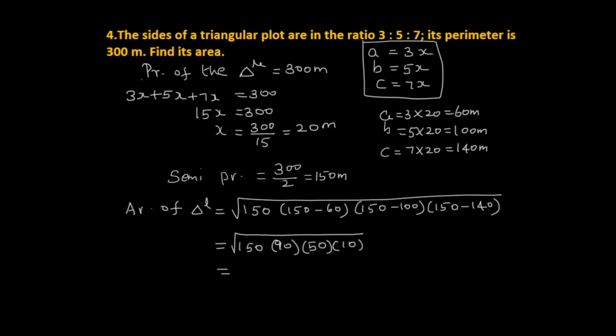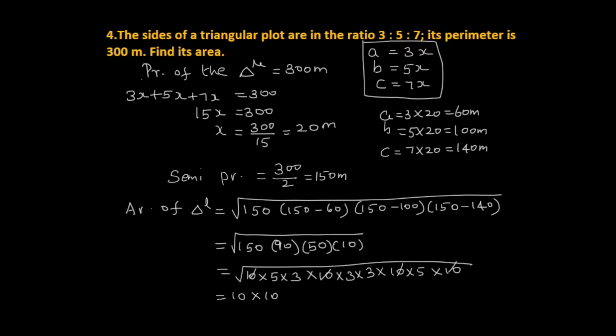Now we need to find the square numbers. 150 can be written as 10 into 5 into 3. Three 5s are 15 into 10. Then 90, 10 into 3 into 3. Three 3s are 9 into 10. Then 50, 10 into 5. Then into 10. Now for these two 10s, we can take one 10 outside. Then for these two 10s, we can take another 10 outside. Now for 5 and 5.